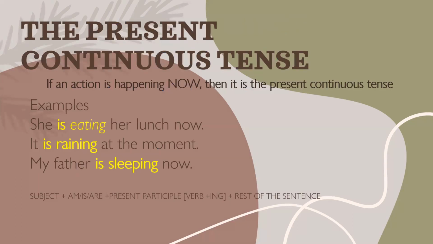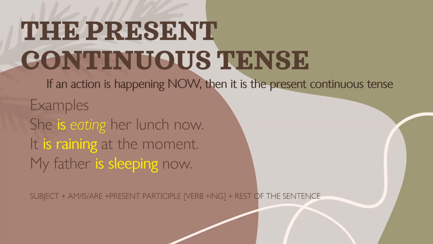So, if an action is happening now, then you need to use the present continuous tense. For example, she is eating her lunch now. It is raining at the moment. My father is sleeping now.